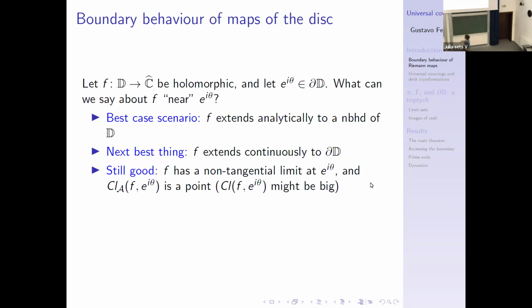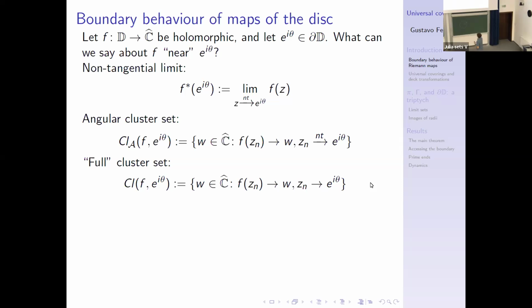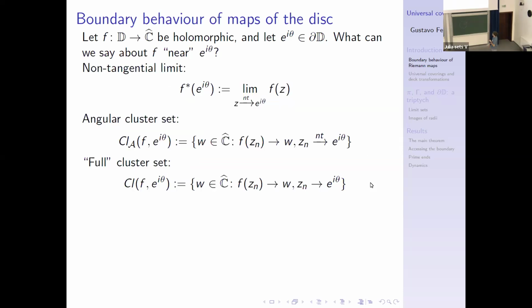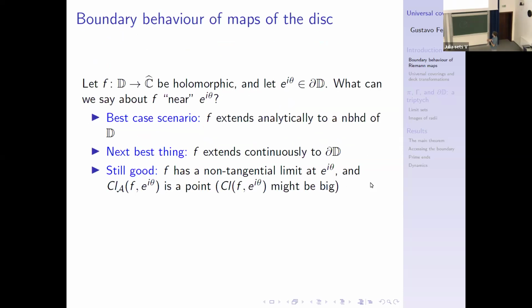Okay, and with that language, how does this map that we had here behave near this point? Well, in this case, it's going to have a non-tangential limit, which is the puncture, which is 0. The angular cluster set is a point, the same point, 0. And the full cluster set is big. It's the closed unit disk, but we don't really care about that. So things are still good.